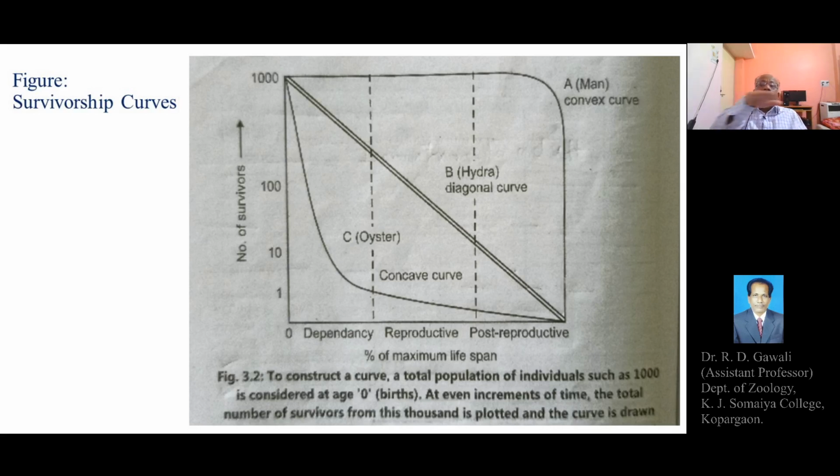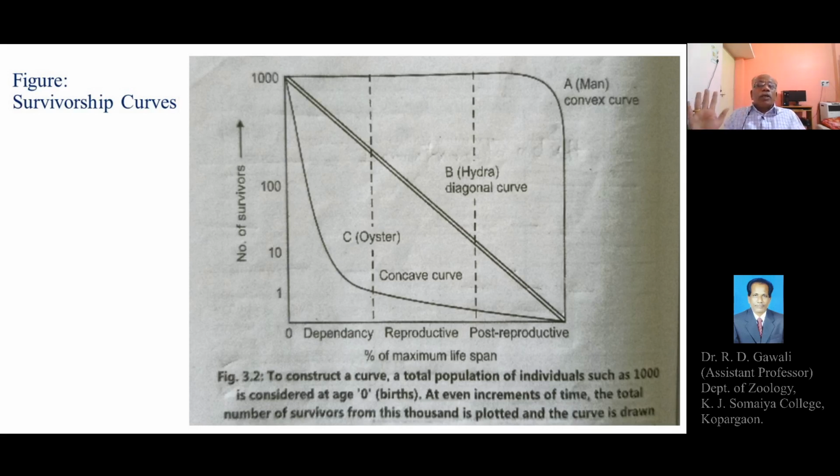So these are the three ages, or stages, of human life. And in this case, just consider the straight line. The thousand individuals of the population survive up to their old age and then die, and thus the survivorship curve appears to be convex, right? Then the third type is the concave curve.